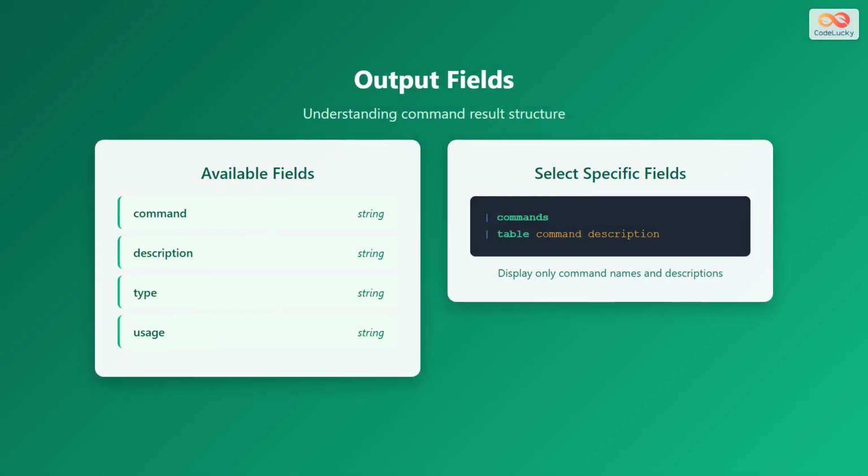The Commands command returns several useful fields that provide comprehensive information about each SPL command. The command field contains the actual command name as a string value. The description field provides a detailed explanation of what the command does, also as a string. The type field indicates the category or type of command, such as reporting or statistical. The usage field contains information about how to use the command properly. You can select specific fields using the table command, such as pipe commands pipe table command description to display only the command names and their descriptions, making the output more focused and easier to read.